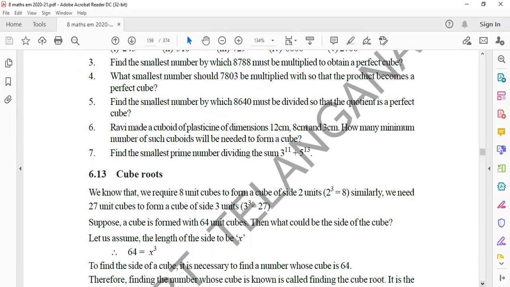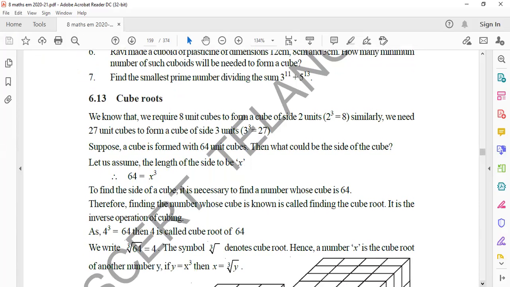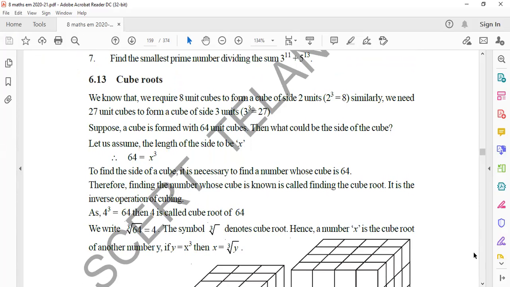Next class we'll see how to find cube roots. Now cubes are clear. For given numbers, we check whether they are perfect cubes or not, what is the smallest number you multiply, and what is the smallest number you should divide. These concepts I have covered. Next class we will find out how to find the cube root for a given question. Thanks for watching, and keep continuing with the next video.